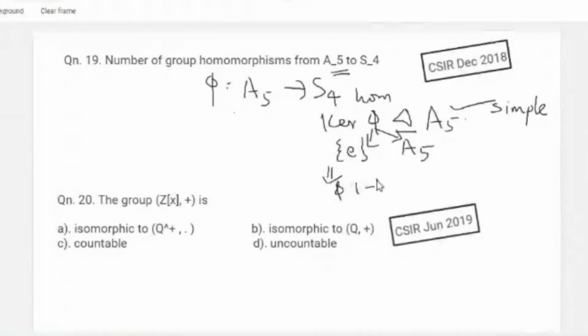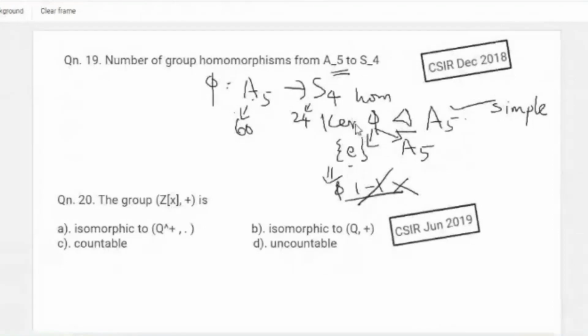But this is not possible because A5 has order 60 and S4 has order 24. A 1-1 map from a group of order 60 to a group of order 24 is not possible. A 1-1 function is not possible from a group of order 60 to a group of smaller order. So this is not possible. So the kernel cannot be trivial.